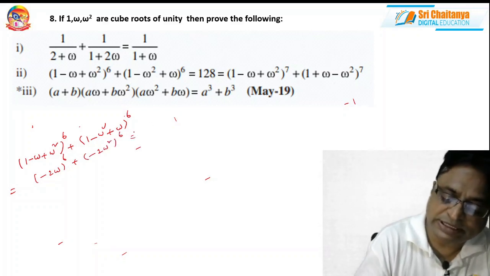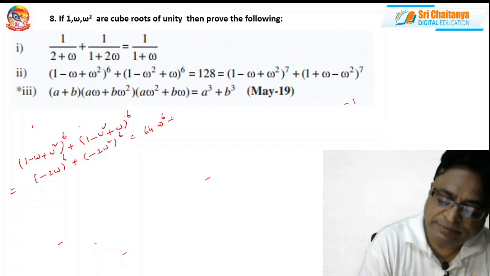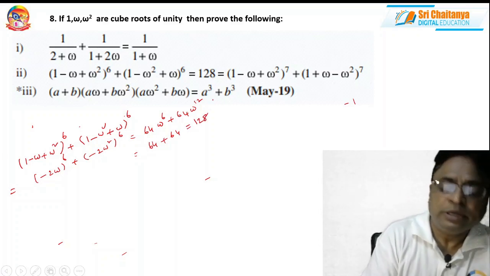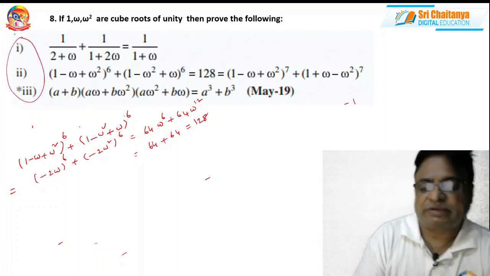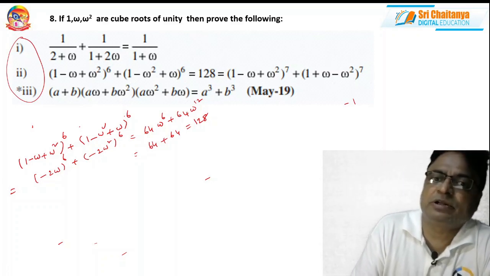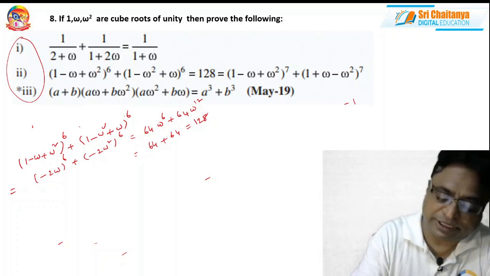So 2 power 6 is actually 64. So 64 omega power 6 plus 64 omega power 12. But omega power 6 is 1, omega power 12 is 1, because omega cube is equal to 1. So 64 plus 64, 128. These are models several times asked in the board examinations as well as in the mains examination. Even they are useful for the MSET examination.